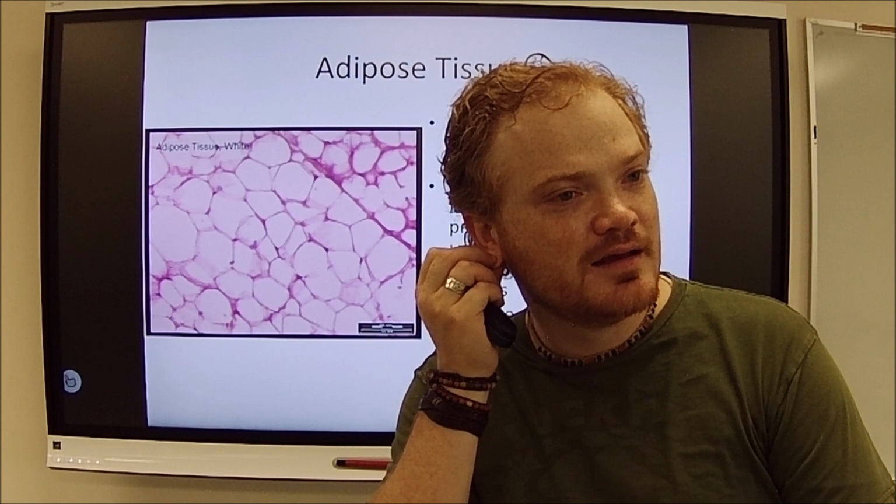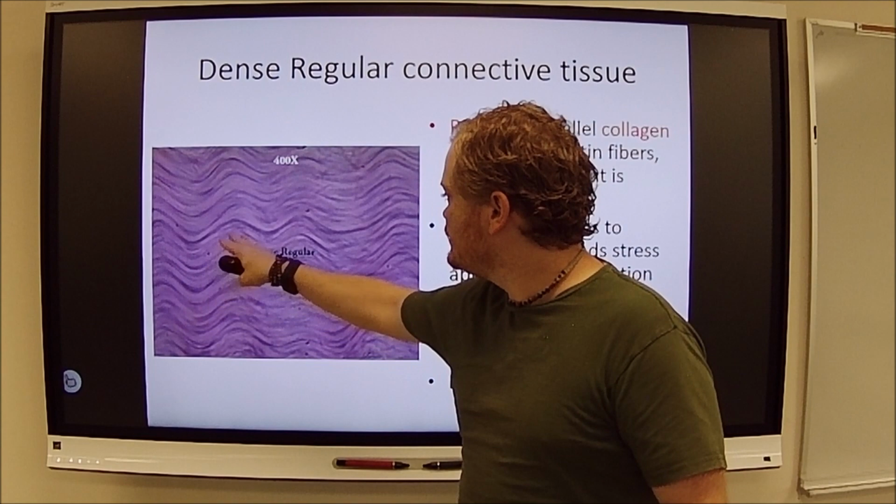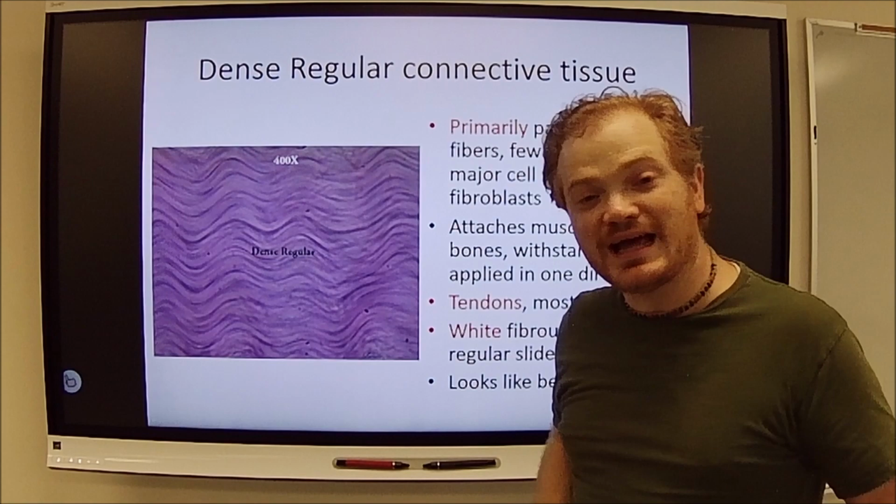Dense regular connective tissue, these are tendons. Okay, dense regular, this is collagen fiber, and you get this wavy appearance. When you see that wavy appearance, you know you're dealing with dense regular connective tissue. The idea is, if you could grab this from both sides and pull, it would get straight. The fibers would straighten out, it would get very tight and go no further. This is your tendons, all right? Your tendons do the same thing. These are what tendons are made of.